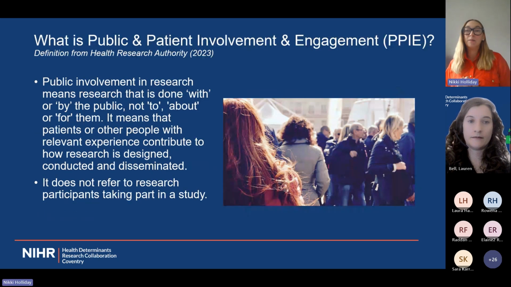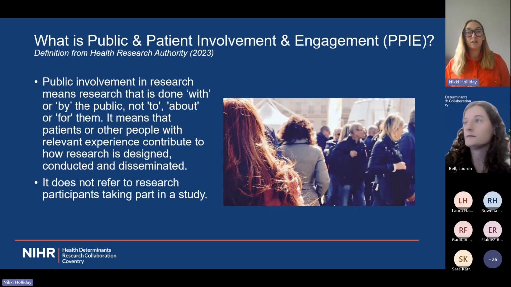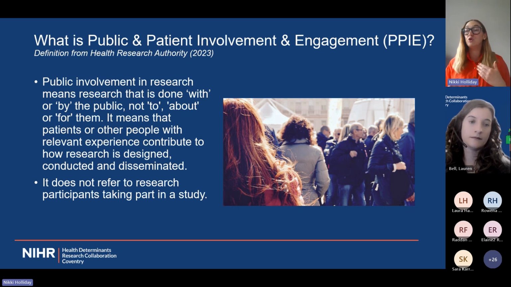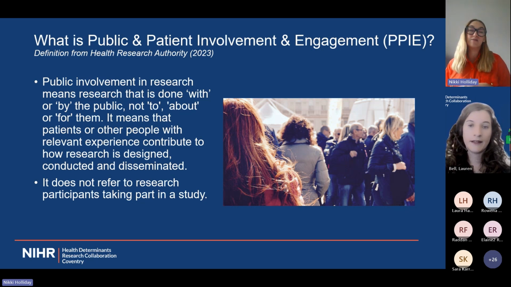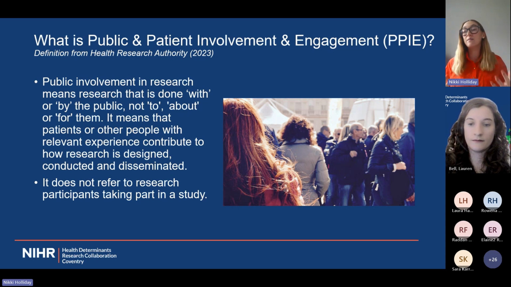So what is patient and public involvement in research? It's essentially research that is done with people or by the public and not to them or for them on their behalf, just presuming what we think that they want out of research and service development. So it means that patients or other people with relevant lived experience contribute to how the research is designed, conducted and disseminated and shared post-project.